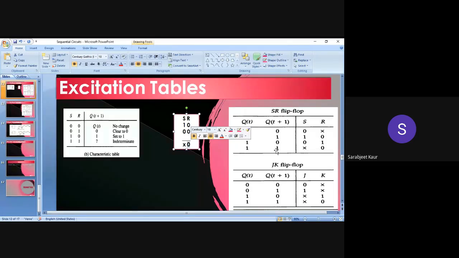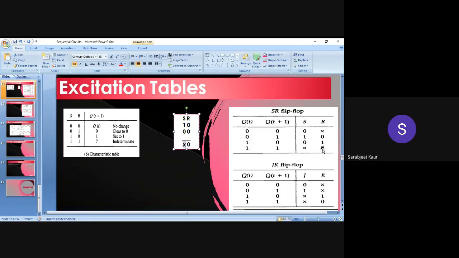Is this clear? Yes, ma'am. So how do I write this? I'll simply put a cross here, saying that I don't care what you give for S, but please give a 0 to the R input if you want this output when the previous output was 1. Is this clear? Yes, ma'am.